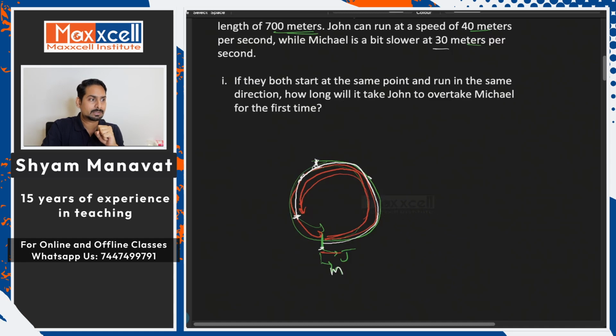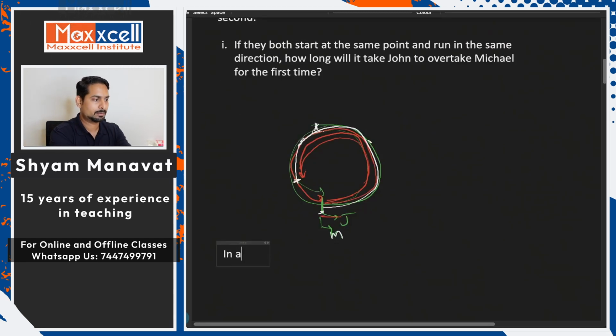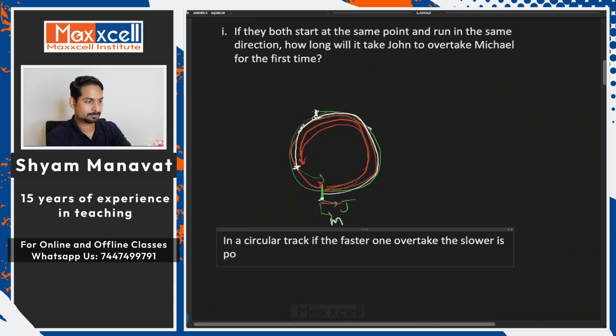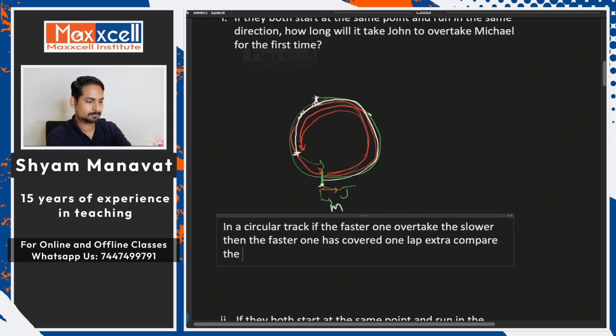In a nutshell, what I'm trying to say is, keep in mind, in a circular track, if the faster one overtakes the slower one, then the faster one has definitely covered one lap extra compared to the slower one. Did you understand this? Think about it.